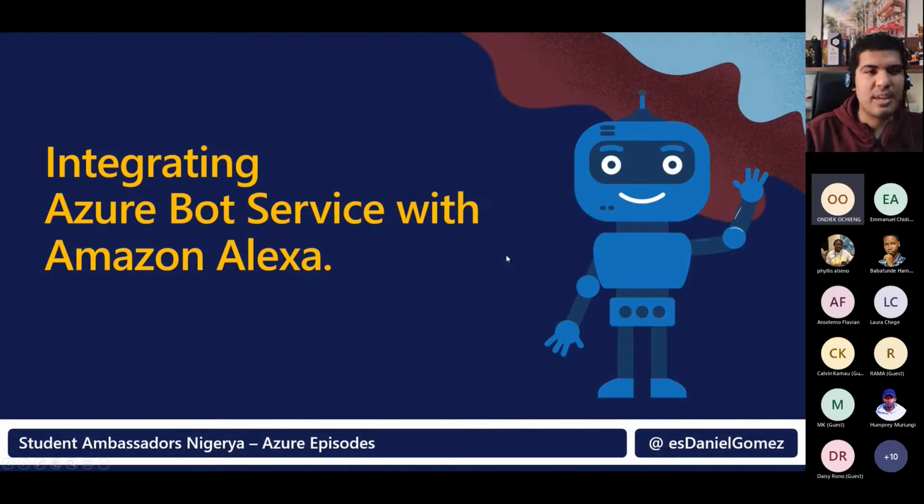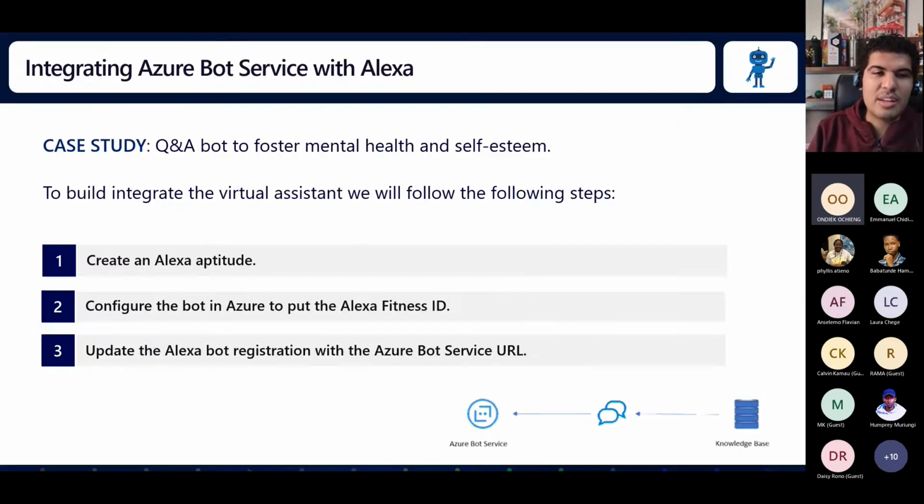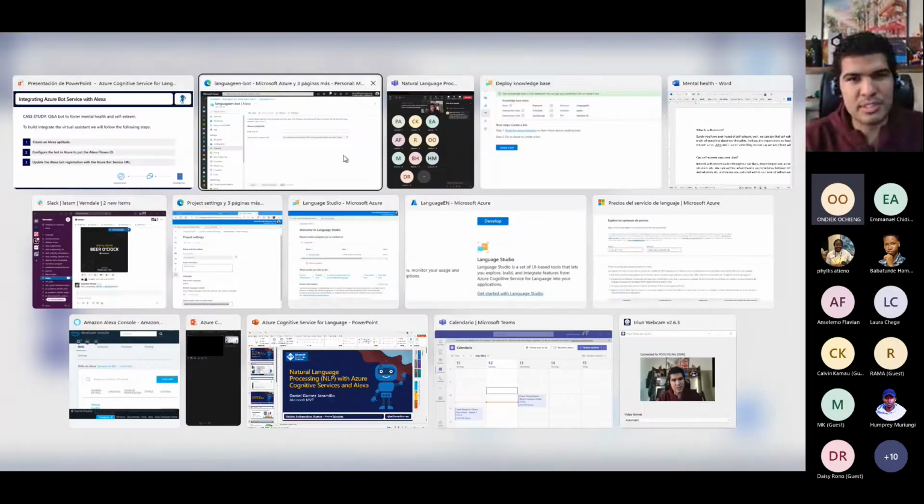So to do this process, let me share this part. This is the next part, okay? Integrating Azure Bot Service with Amazon Alexa. We have as a first point to create an Alexa skill, then configure the view in Azure to put the Alexa skill ID, and then update Alexa to have the associations to the bot. We can see the process now.